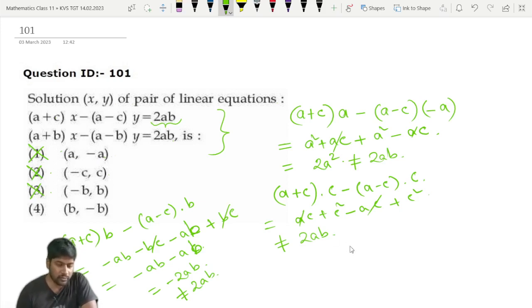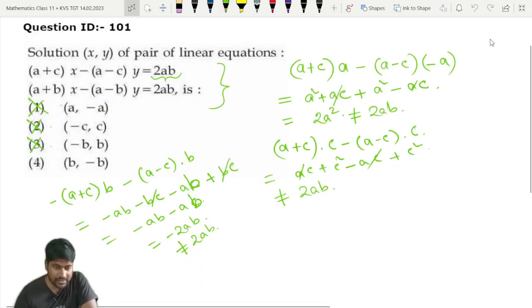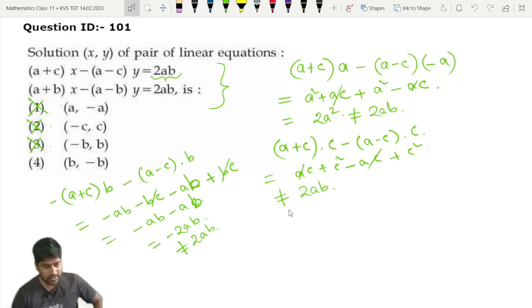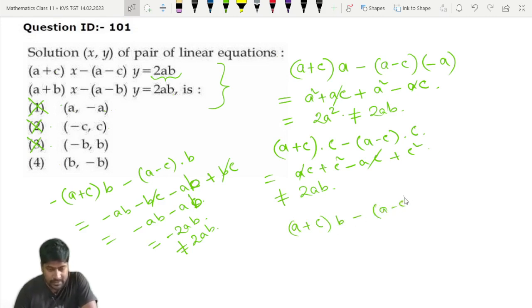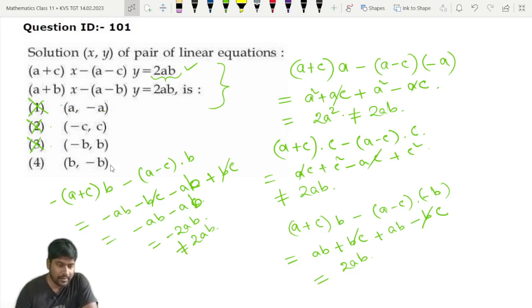Now you can check also if you want. If you are not satisfied by this, you can check option 4. I will show you in one equation by putting it into the first equation only, but you can check both. The equations will be satisfied by the fourth option. So just put b comma minus b, that means (a plus c) into b minus (a minus c) into minus b. So it will become ab plus bc, and this will become plus ab and plus bc. So bc will be cancelled and we will get 2ab. So the first equation is satisfied by this fourth option.